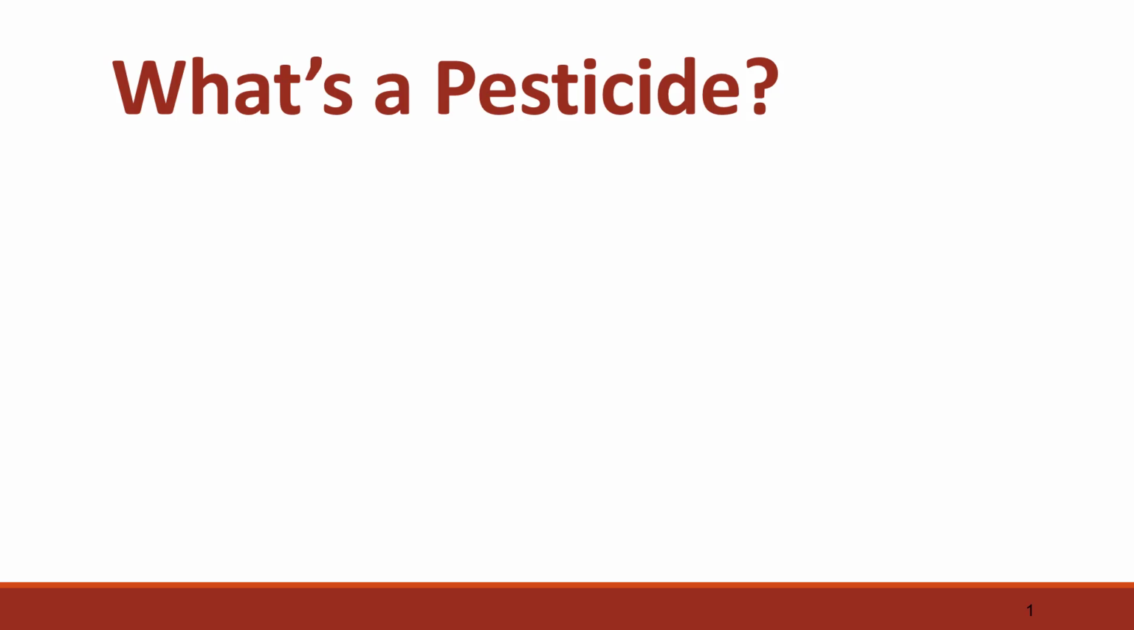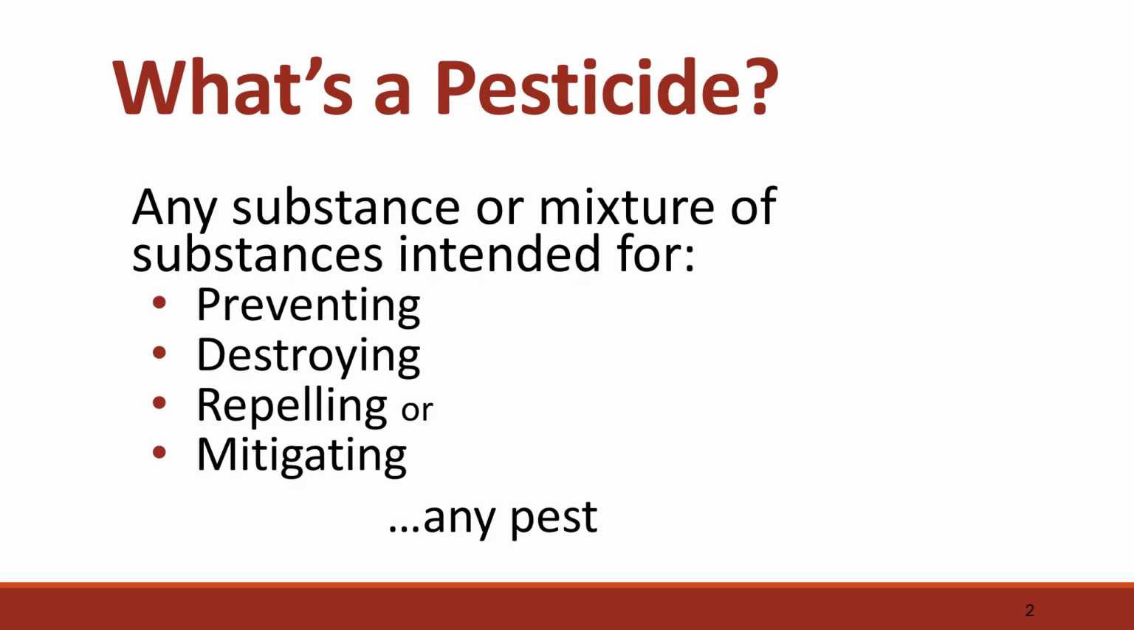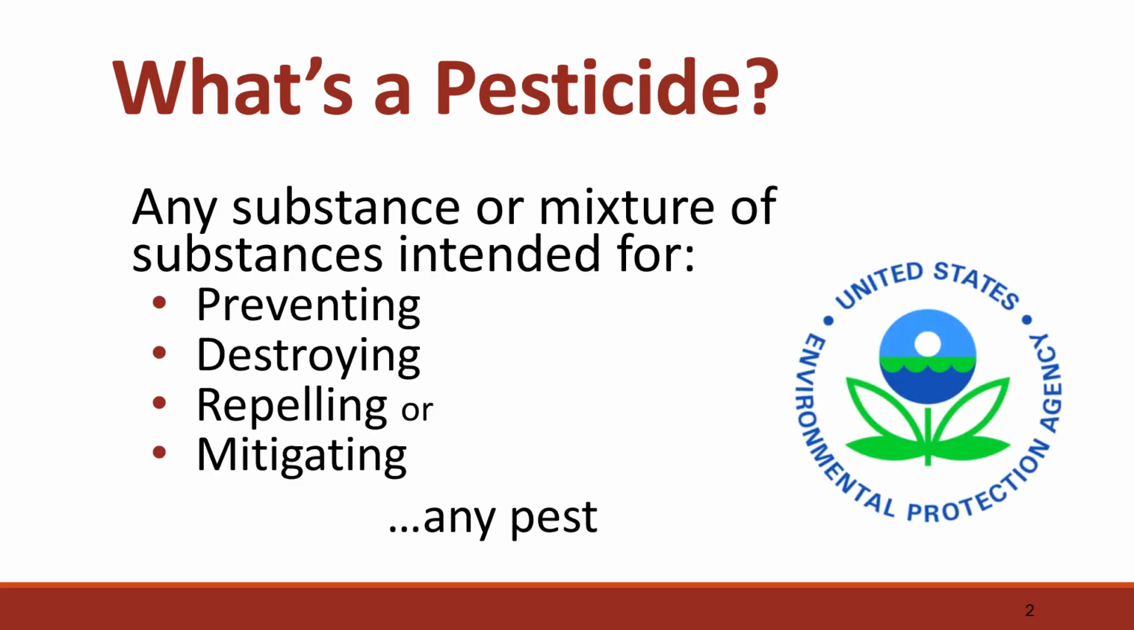Let's talk about pesticides for a moment. The EPA defines pesticides as any substance or mixture of substances intended for preventing, destroying, repelling, or mitigating any pest. The EPA takes great care to review these uses of pesticides to avoid impacts to people or the environment. But the EPA assumes that people will follow the pesticide label. Labels are the law, with instructions as to where and how the pesticide can be legally applied.